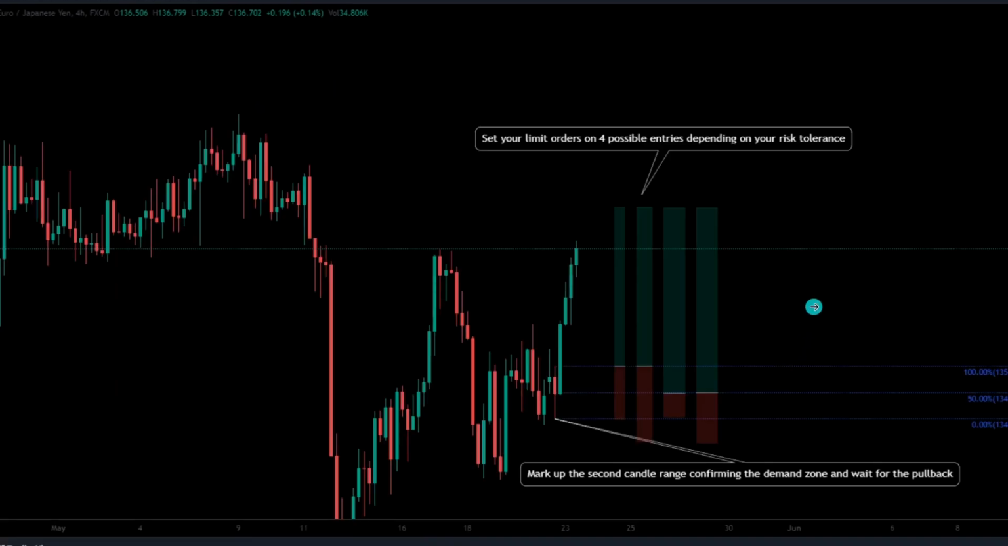Next, how do you mark up the PKC? Same as last time. You mark up the range of the second candle. You can enter at the top. You can enter the mid-range. Your stop losses can vary depending on your risk tolerance. Stop under the low or give some space under the low.